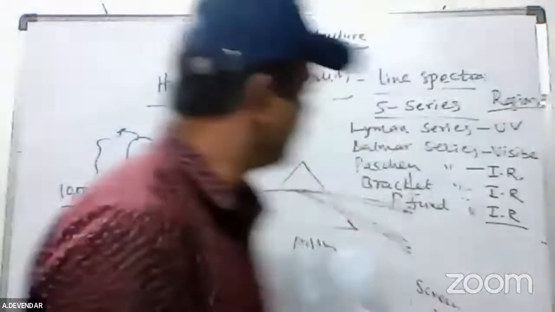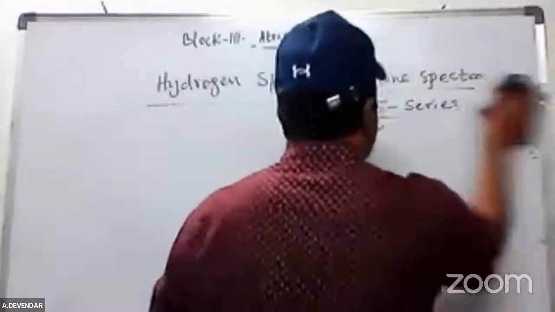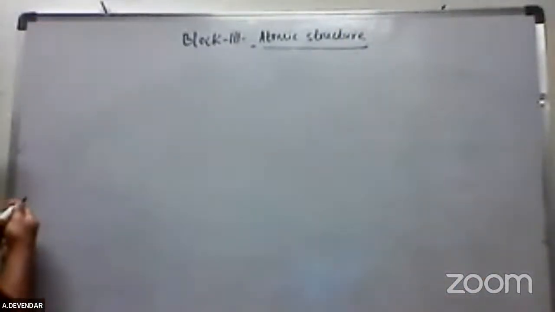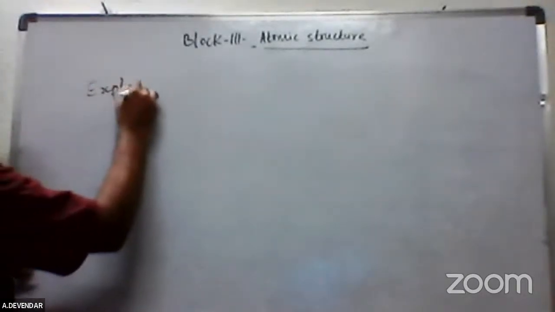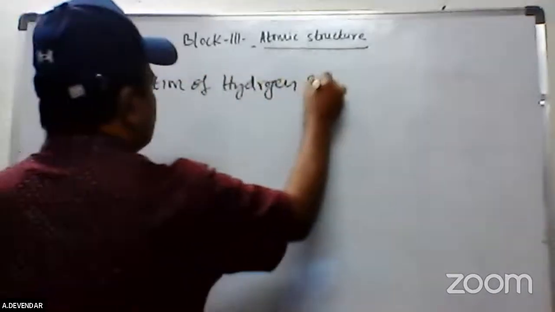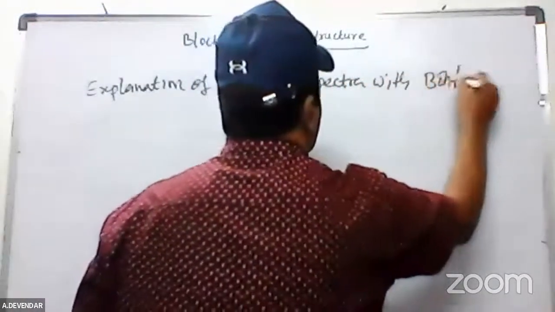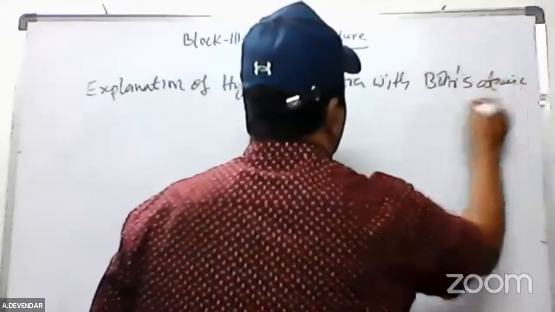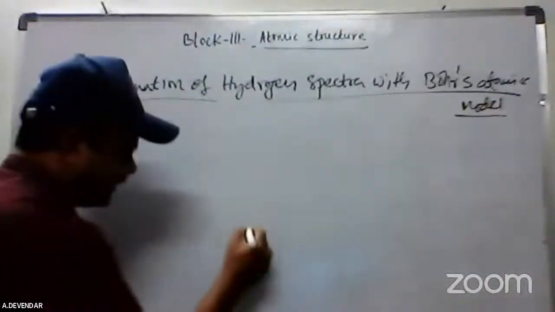Okay, I will explain with the photograph the Bohr's atomic model, the explanation of the hydrogen spectra with Bohr's atomic model. Okay, friends, this is the heading of your question. It is also a 10 marks question. I will show how it is explained.